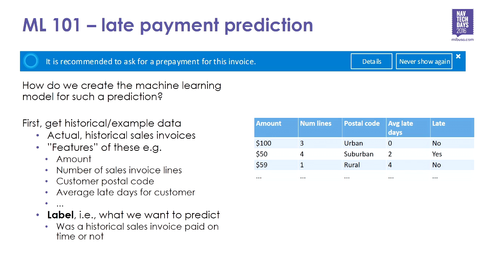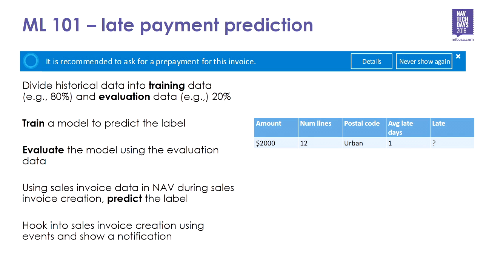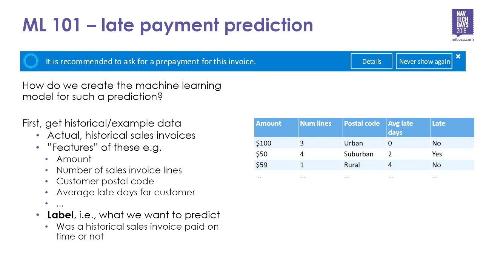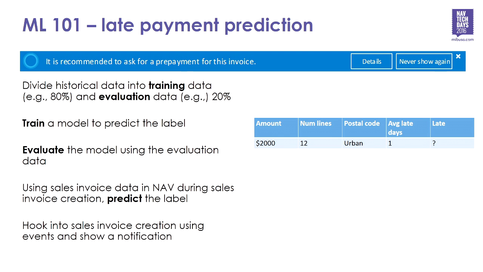a basis for prediction. The last column here is what I want to predict, and we call that a label. So in this example, the label is this late property: yes, no, true, false, 0, 1. So this is what we want to predict. In order to train a model, we need both data that has the features and data that has the labels.